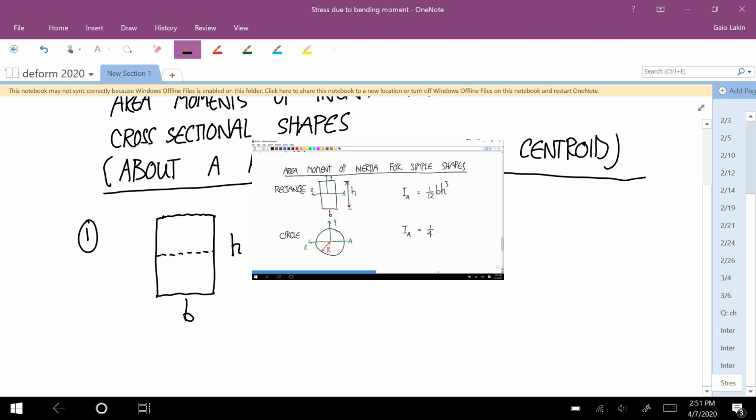That's the axis that it would be bending around. The formula for I sub A has to be length to the fourth, otherwise it wouldn't make sense with the units. What are the units of the area moment of inertia? Meters to the fourth. 1/12 times the base.